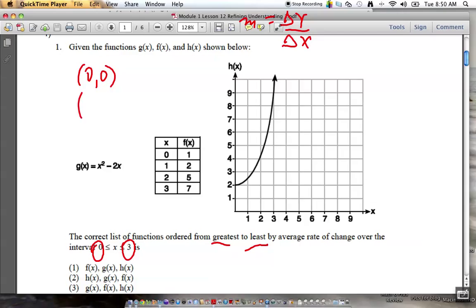Now let's plug in a 3. If I plug in a 3, what's 3 squared? 9. Minus what's 2 times 3? 6. What's 9 minus 6? 3. Now let's do the slope to these 2 points. Change in y over change in x is 3 minus 0 over 3 minus 0, which is 3 over 3, which is 1. So the slope of the first one is 1. All of that work. And we got to do 2 more. And then we got to put them in order. And we get 2 whole points.